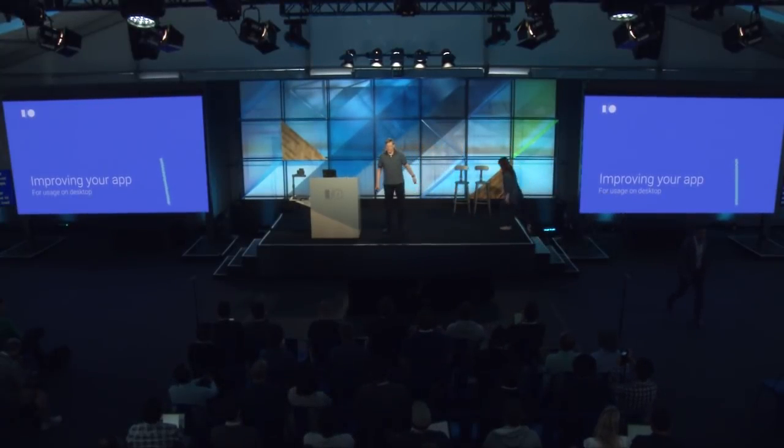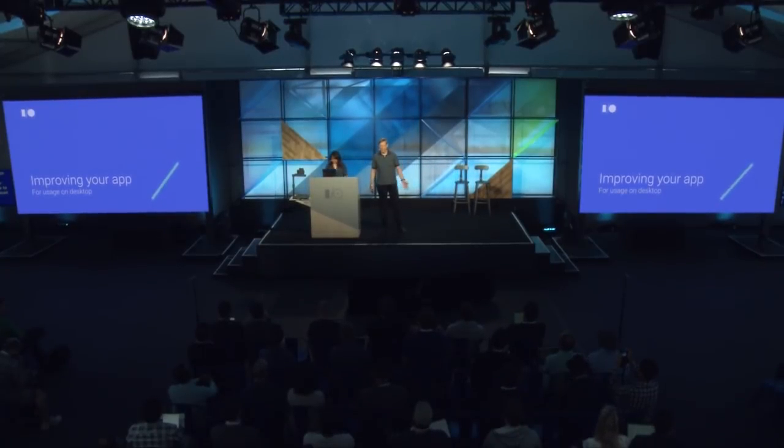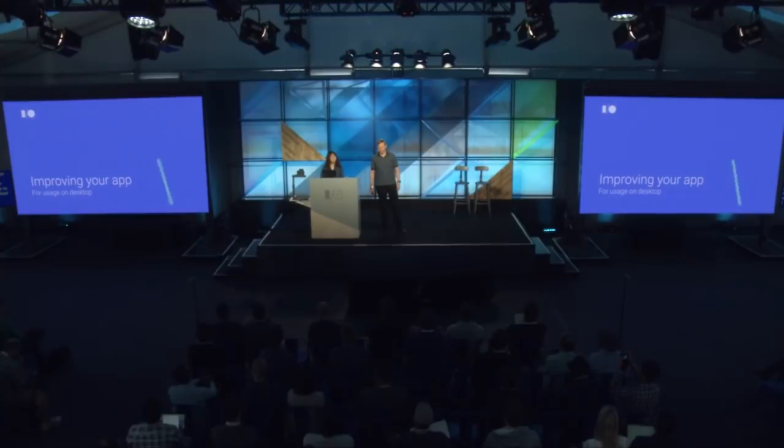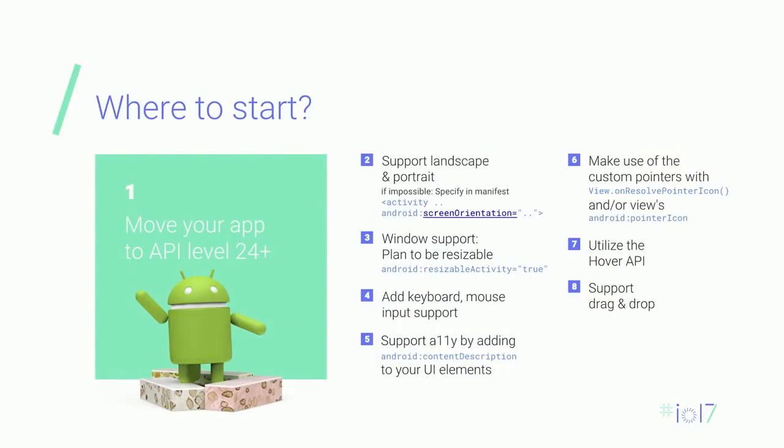Hello, everyone. Thank you all for coming. I'm here to talk about how to improve your application for the use in the desktop world, means with Chromebooks or large screen devices. The most important thing you can do to your application in order to get the best out of desktop world is go to at least API level 24. Because with API level 24, we can remove all the restrictions of window sizes and whatnot, which we have actually put in place for older applications.